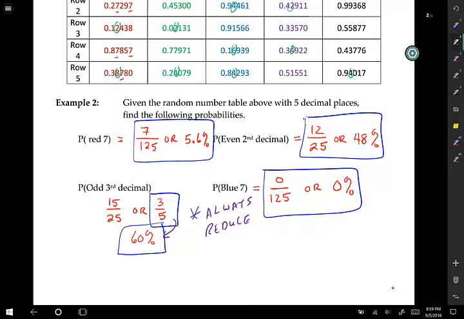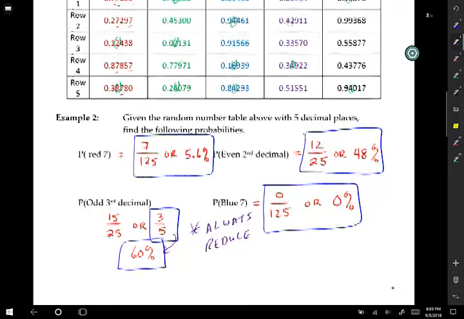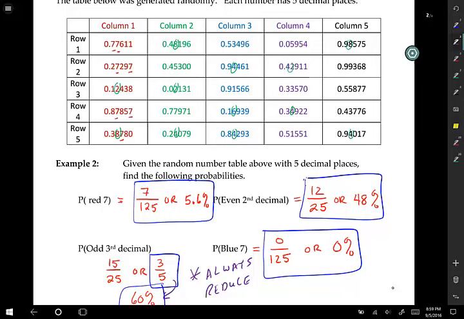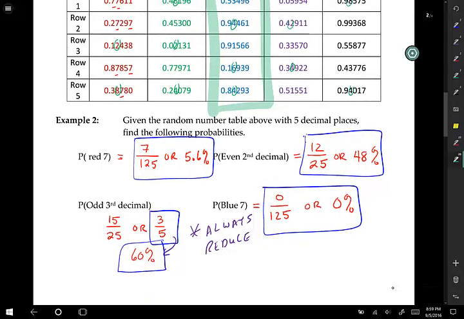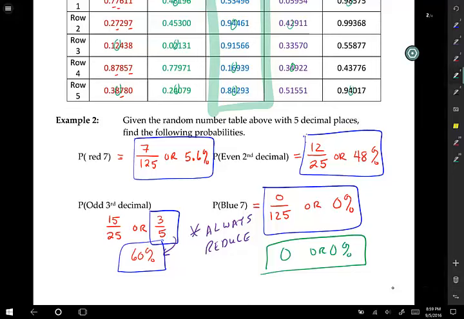And then for the sake of it, I chose at random, hey, what's the chance of getting a blue 7? So I looked at all my blue numbers, and sure enough, do I have a blue 7? I don't. So the chance of getting a blue 7 is 0 out of 125, or 0%. So what are we going to do when we reduce that? The chance is going to be either 0 or 0%. Okay, so we've seen probabilities of 1, probabilities of 0, and things like that.